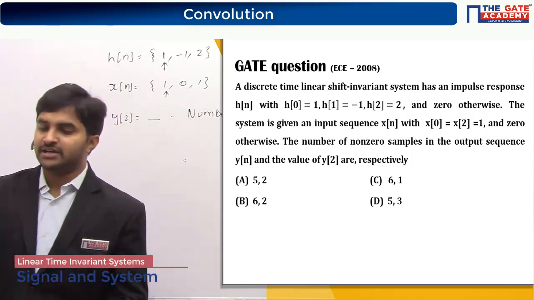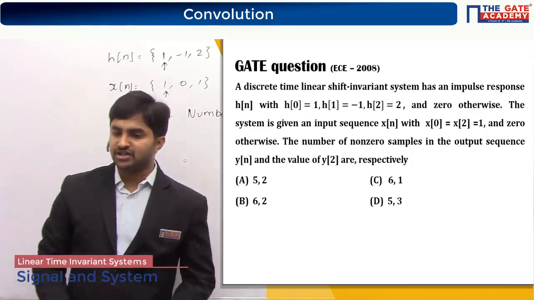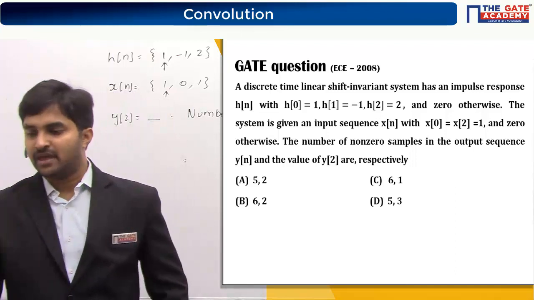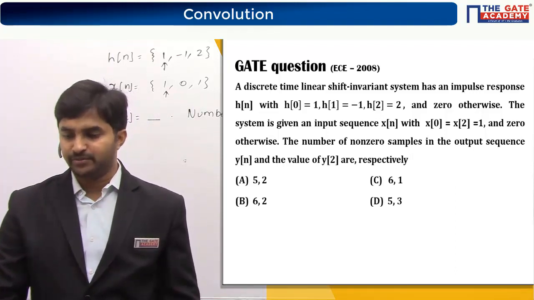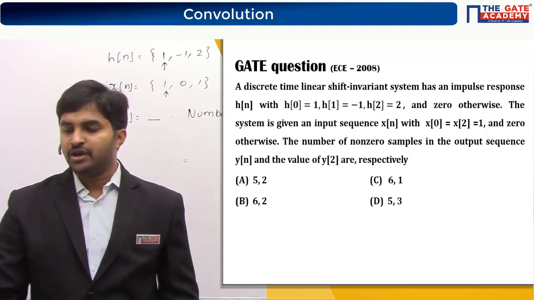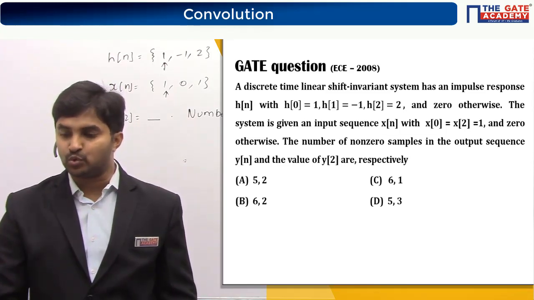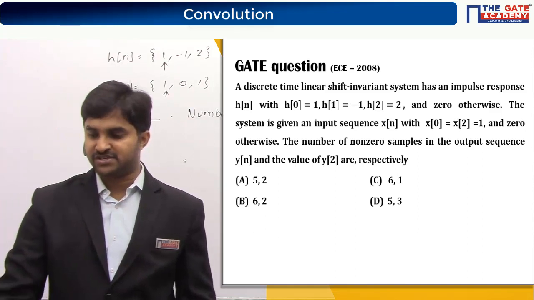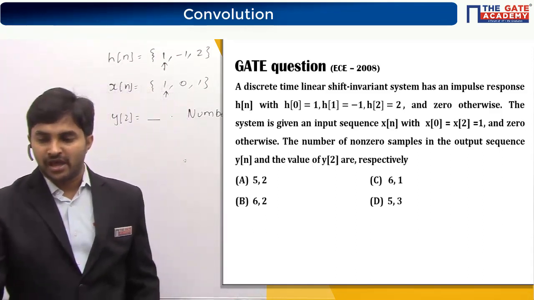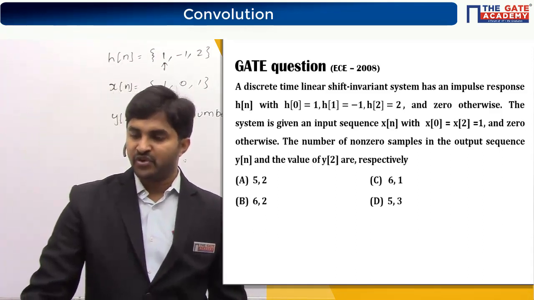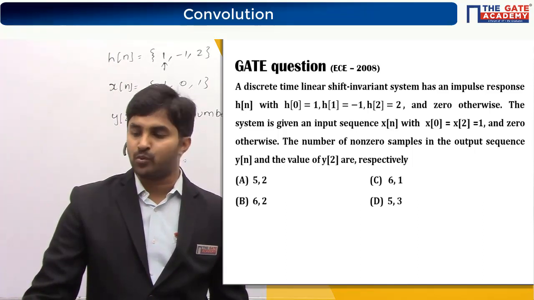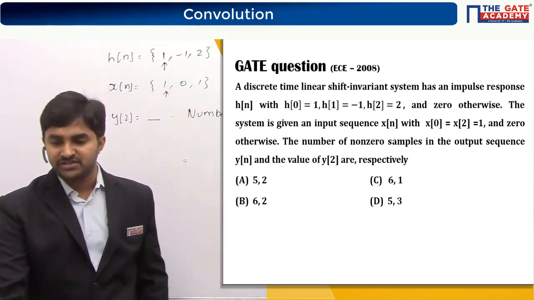So you can see that a discrete time linear shift invariant system has an impulse response h of n, with h of 0 equal to 1, h of 1 equal to -1 and h of 2 equal to 2, and it is 0 otherwise. The system is given an input sequence x of n with x of 0 equal to x of 2 equal to 1 and 0 otherwise.